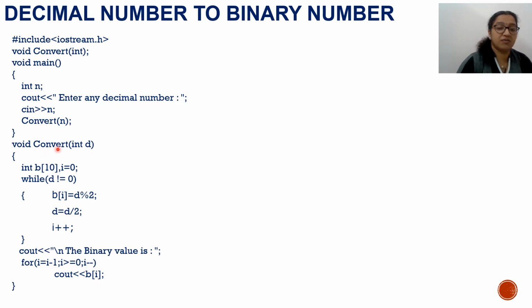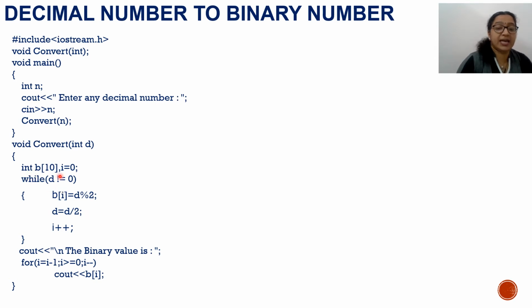Void convert, int d. Int d means d is the local variable of this convert function. And here why we are putting it in the header of that function? Because we are passing that value to here. So now we got the user input value in that variable d. So now our task begins, the process of this binary conversion.